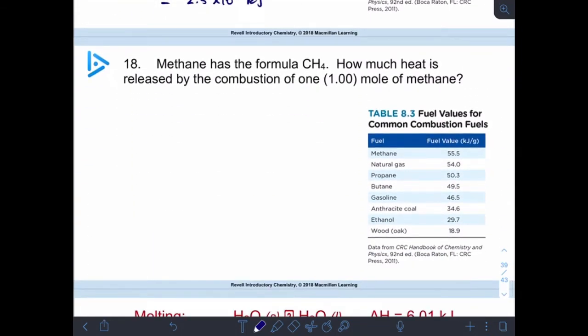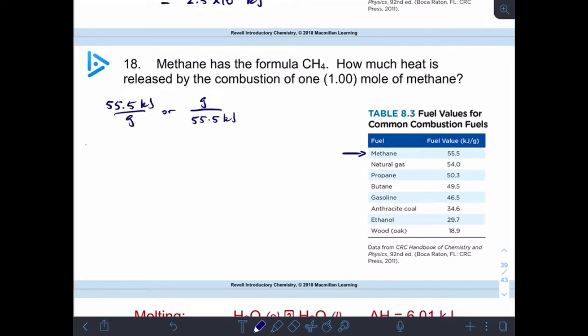So let's try another one. Methane has a formula of CH4. How much heat is released by the combustion of 1 mole of methane? Our fuel value for methane is right here: 55.5 kilojoules per gram. But our units are in grams. It's a good thing that we already know how to go between moles and grams, don't we?